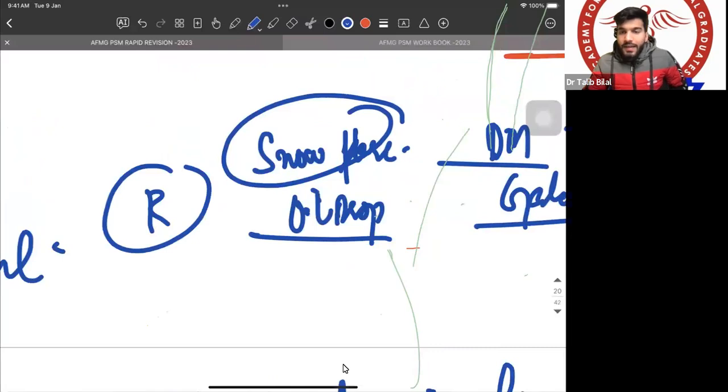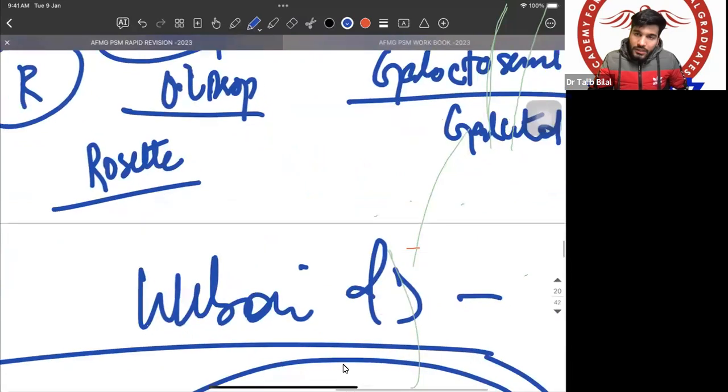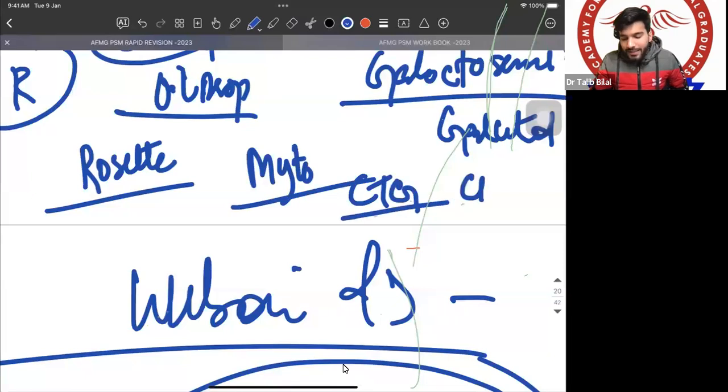Which cataract is it? It is a reversible cataract. Okay? If you have blunt trauma, which cataract is it? Rosette shaped cataract. In blunt trauma, which cataract do you have? Rosette shaped cataract. Okay. In myotonic dystrophy, which trinucleotide is repeated? CTG. Which cataract is it? Christmas tree cataract. Which cataract, guys? Christmas tree cataract. So these are all the important cataracts.